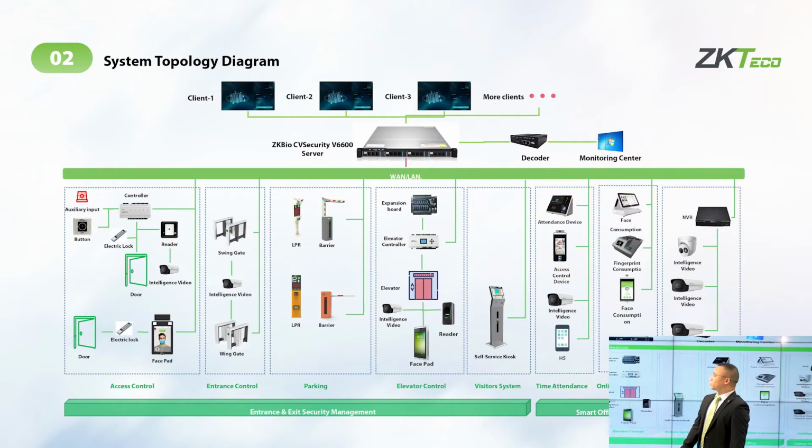This diagram is the typical system diagram. We divided it into just three parts. Firstly, entry and exit security management. The second is the smart office. The third is safety prevention. Everybody knows all the modules. We can see access control, entrance control, parking, vehicle management, and also elevator.